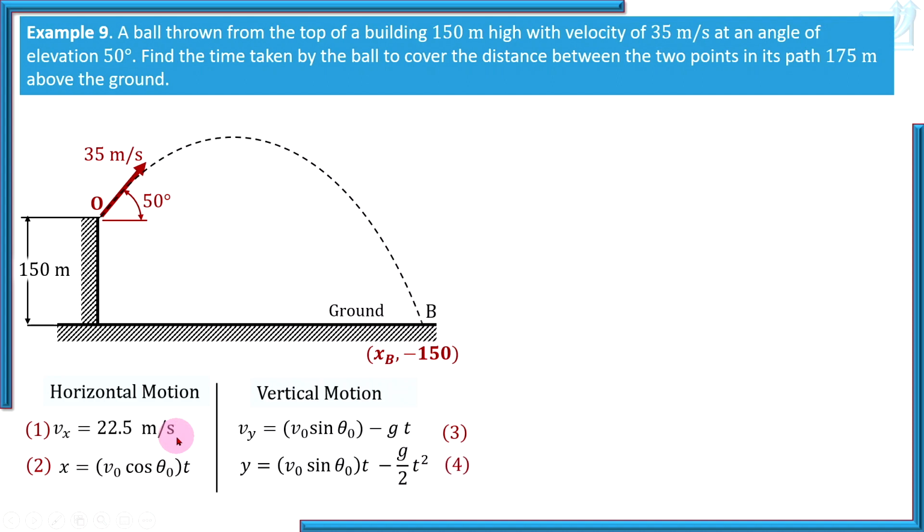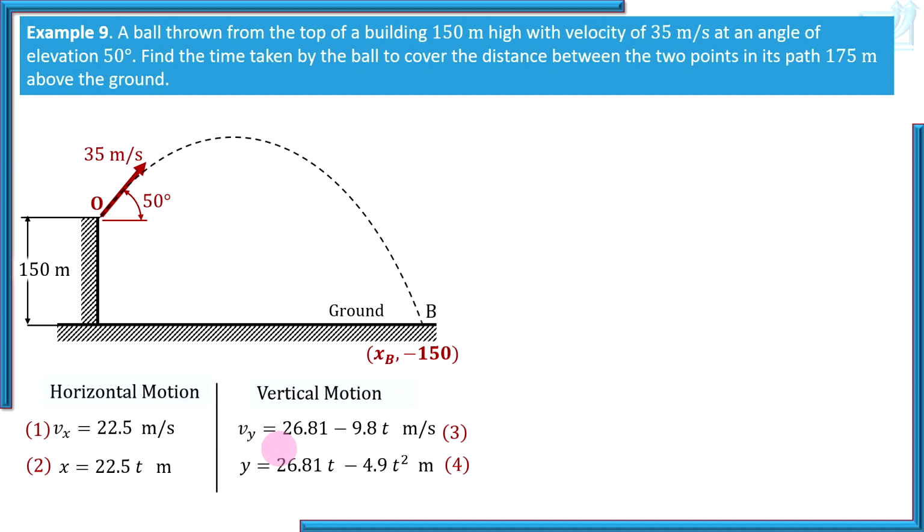So let's put the values. This is how you will get the 4 equations of motion. V0 cos theta 0 is 22.5, and here V0 cos theta 0 into t. And here V0 sin theta 0 minus gt. So this is how we have found out the 4 equations of motion. This is a very straightforward problem.